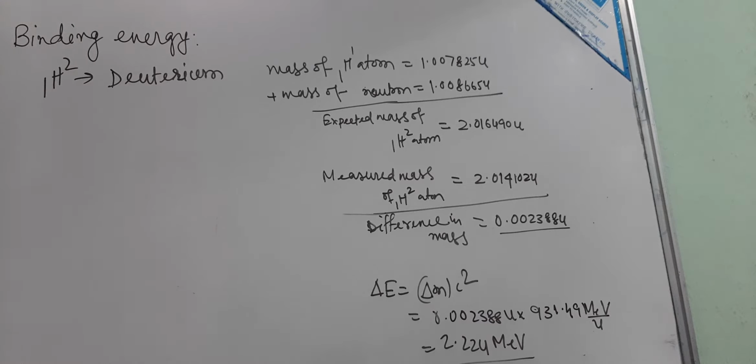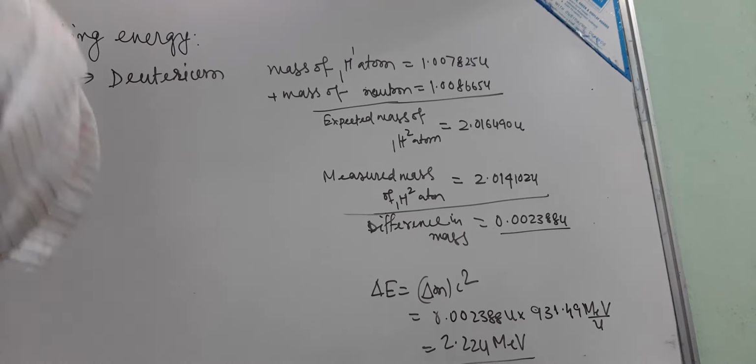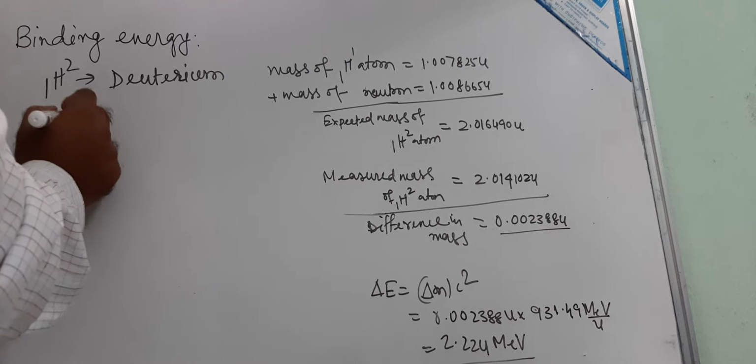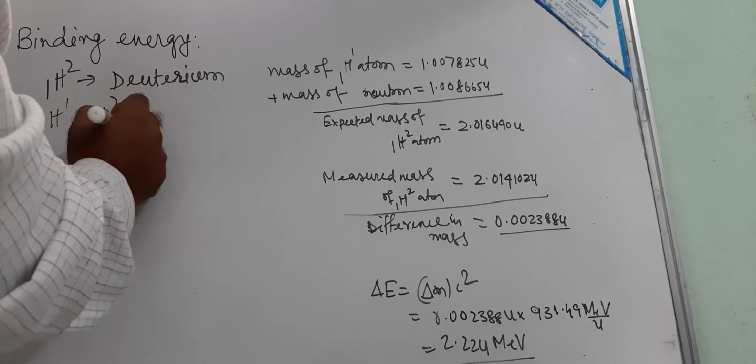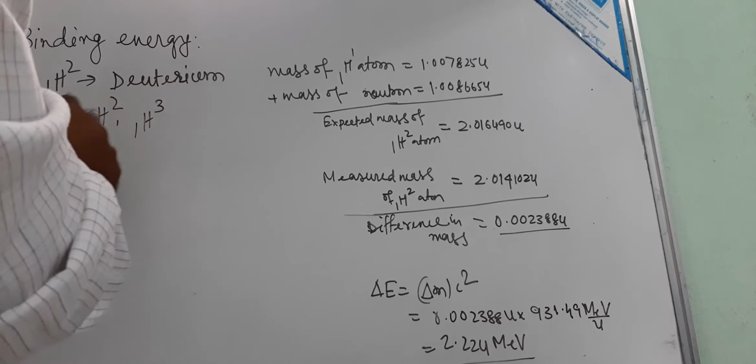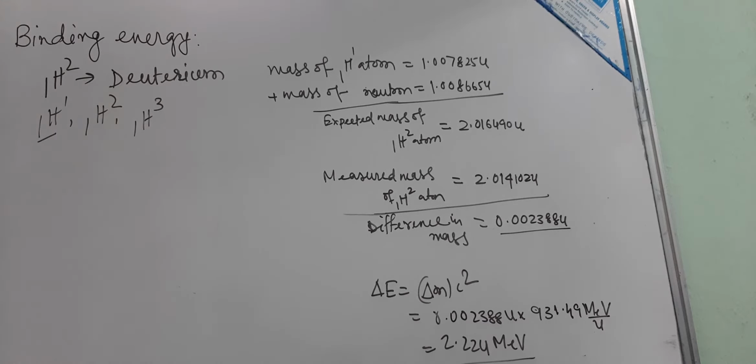Today I will be talking about the binding energy in nuclear physics. So this binding energy, we are considering the light atom, that is the hydrogen. But hydrogen has three isotopes: 1H1, 1H2, and 1H3. So this is hydrogen, 1H2 is deuterium, and 1H3 is tritium.